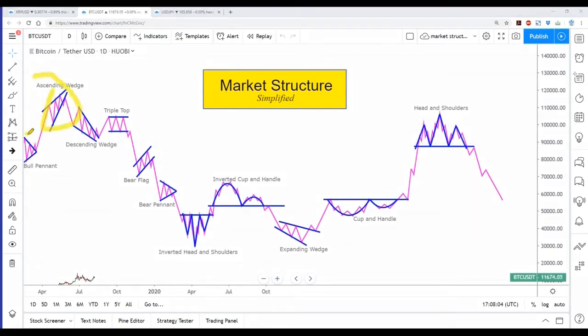wedges, pennants, and triangle formations. Because the difference between these is the angle in which the support and resistance lines are making. Okay, if you want to memorize them all, you can. But a wedge is simply a triangle where the angles are slightly different degrees. A symmetrical triangle means the angles are at the same degree.